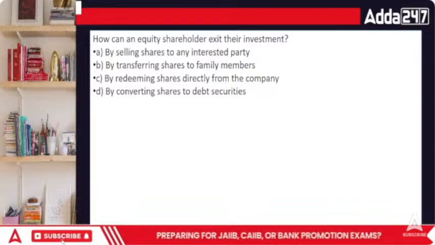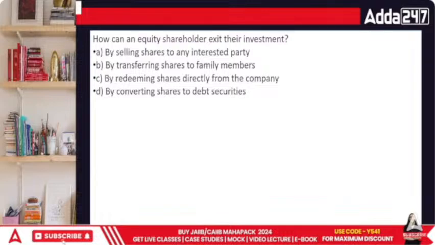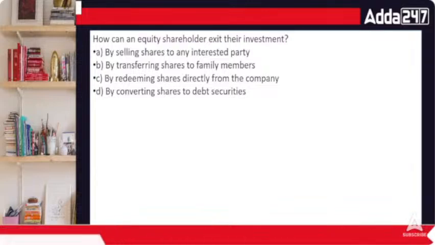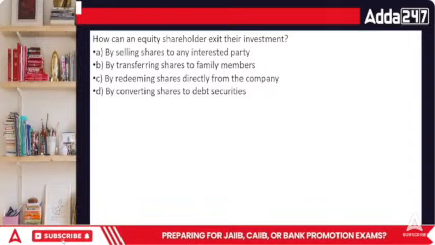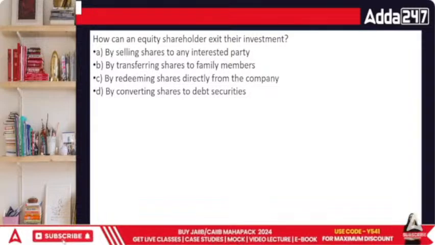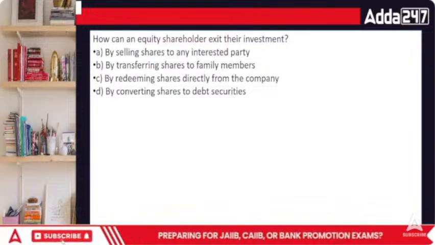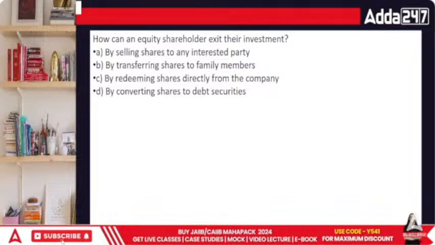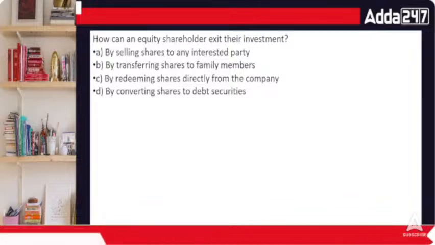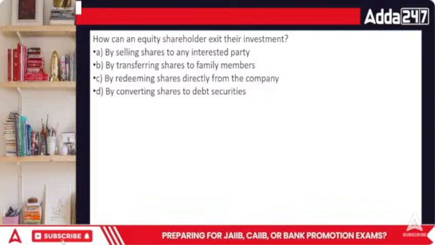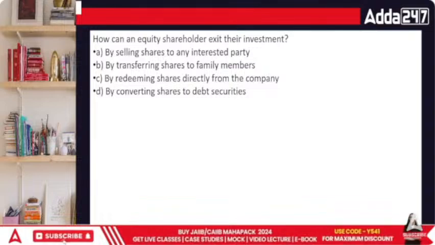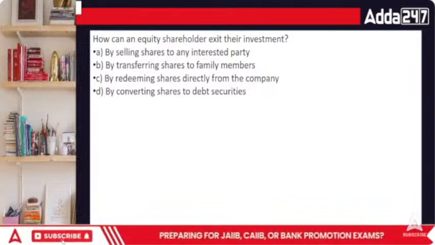How can equity shareholders exit their investment, everyone? By selling shares to an interested party, by transferring shares to family members, or by redeeming shares directly from the company or converting them into debt securities. I think converting them into debt is simply a point I won't really look forward to. The point is, why become an outsider when you are an insider? Everyone? Isn't it? That's one particular thing that really happens.